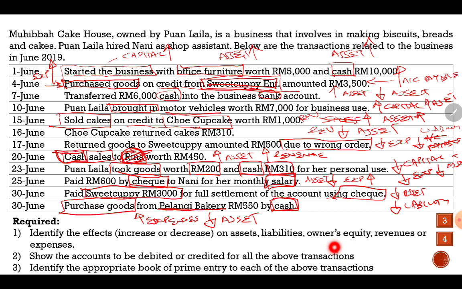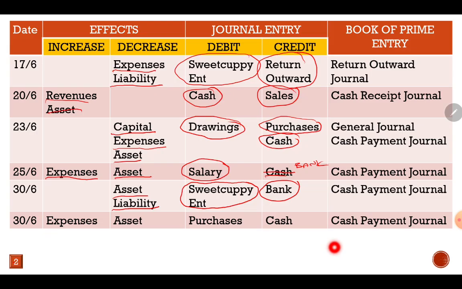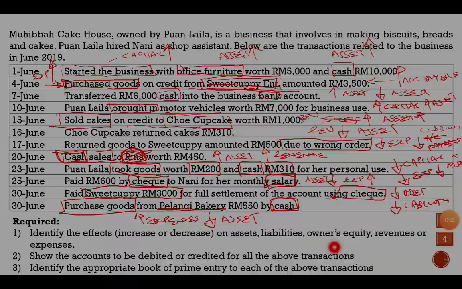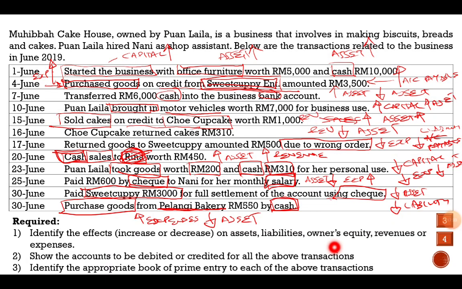The effect will be expenses increase, asset decrease, debit purchases, credit cash. Okay? Okay. For book of prime entry. Okay, look at book of prime entry ya. Kita tengok daripada yang awal ya.